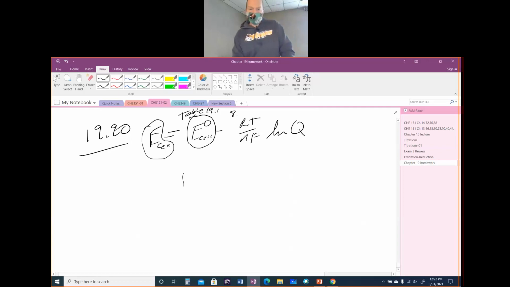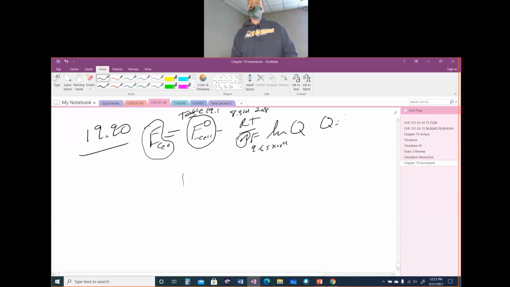R is always 8.314. T is always 298 in this chapter. And F is always 9.65 times 10 to the fourth. The N you have to get from the reaction that is going on. It's the number of electrons gained, which is equal to the number of electrons lost. So your N is your number of electrons. Your Q is the same setup as K.